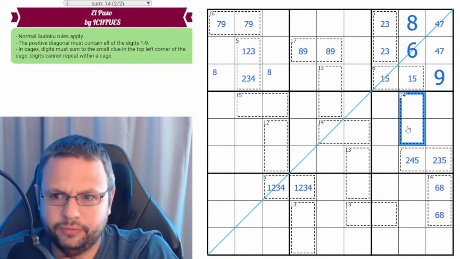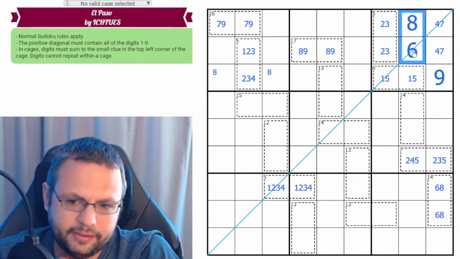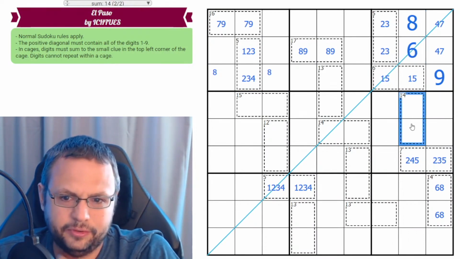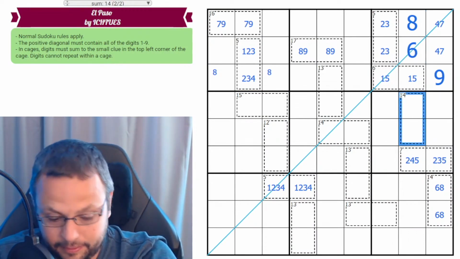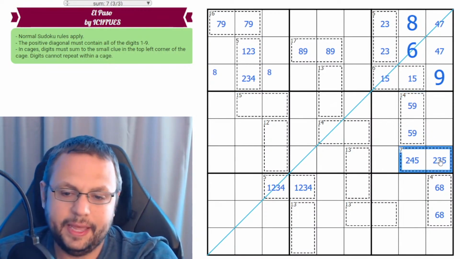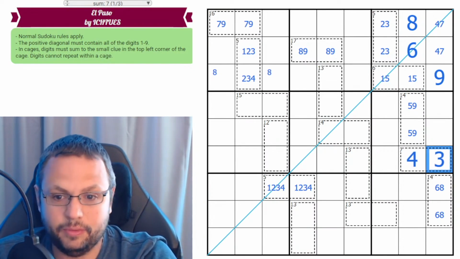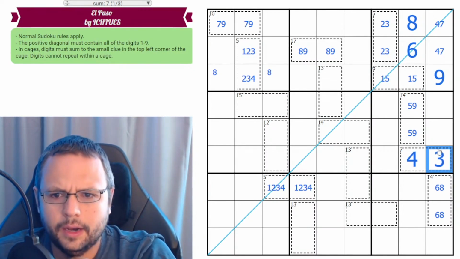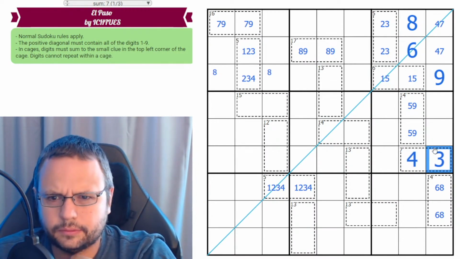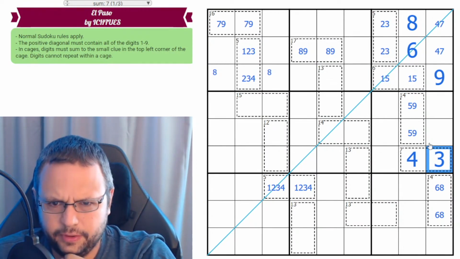This 14 would be a smart thing to look at, because it has a 6, 8 looking at it in the column, so it can't be 6, 8, so it is 5, 9. Which then tells me that this 7 cage is not 2, 5, it is 4, 3, and I know the order. So that is very cool.